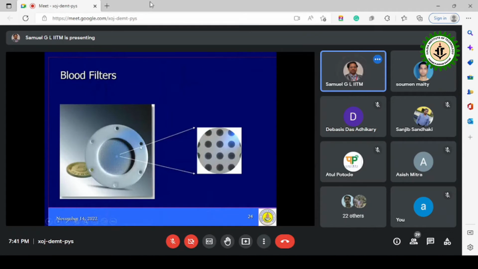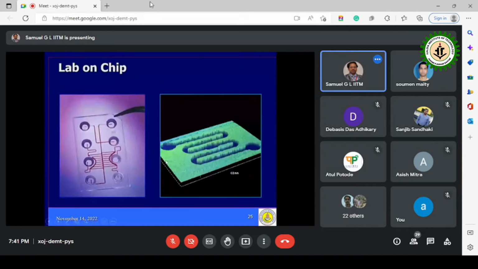And there are devices which are called blood filters. Where if there are fat particles in the blood, they put these kinds of filters before the blood enters into the heart, and we can filter out the fat particles which are bigger in size when compared to the regular blood cells. So this is an example of a lab on a chip.